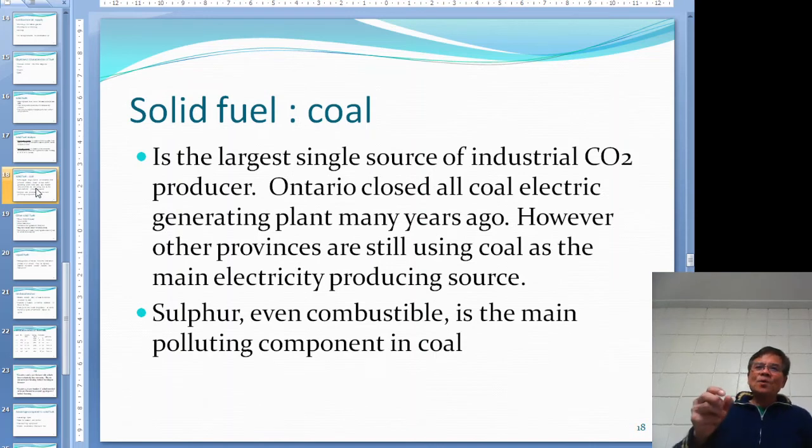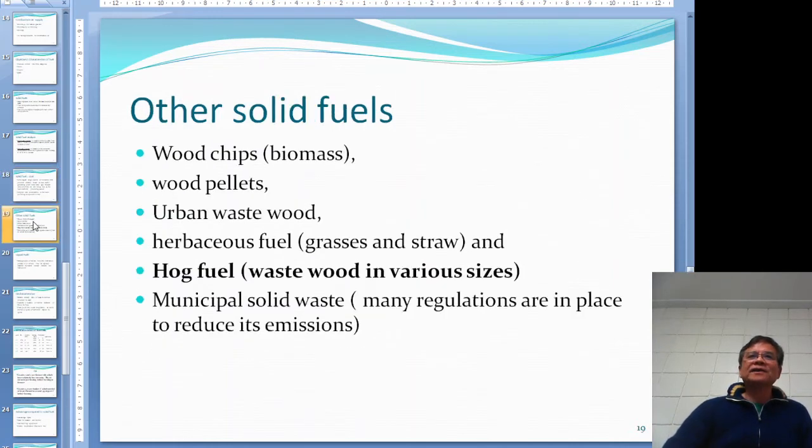Now inside coal, there is sulfur. Sulfur can be burned to produce energy, but the problem is sulfur burns to become SO2 and SO3, and it causes acid rain. So that is the main drawback of coal, because of the sulfur content.